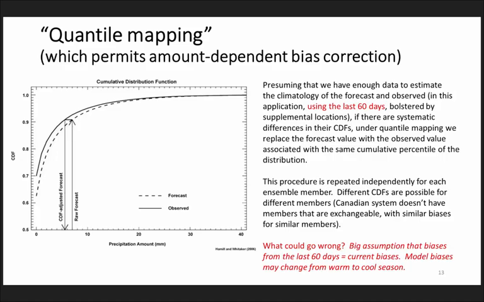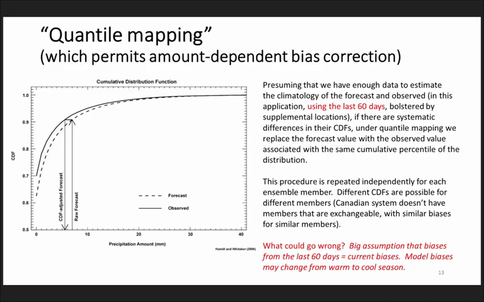So for example, in the illustration here, the forecast CDF associated with 7 millimeters is roughly at the 91st percentile of the distribution. We look across and we see the 91st percentile of the observed distribution is at more like roughly 5.6 millimeters. So that raw forecast gets mapped from its original 7 millimeters to 5.6 millimeters.